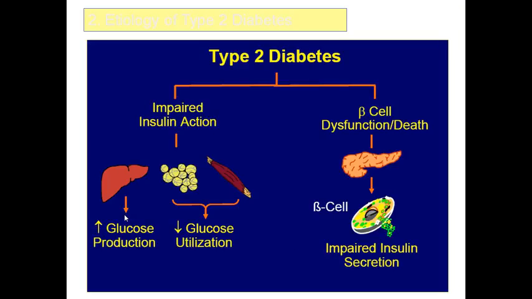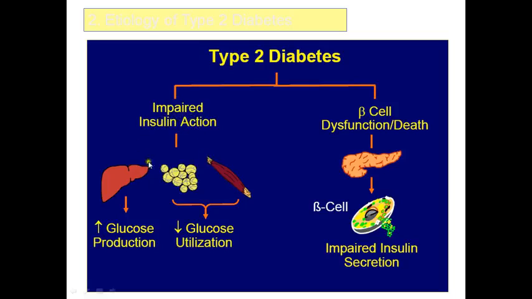Type 2 diabetes is because of impaired insulin action. So type 2 diabetes is a different entity. What happens is that the insulin is being produced but it is not being effectively used by the body. So there is impaired insulin action, because of which there is decreased utilization of glucose by the muscles and the adipose tissue, and increased glucose production by the liver.